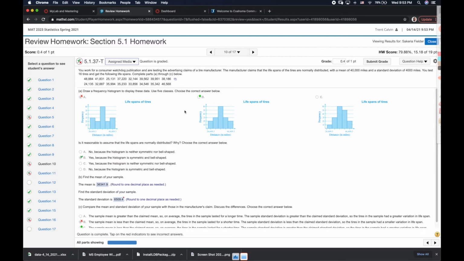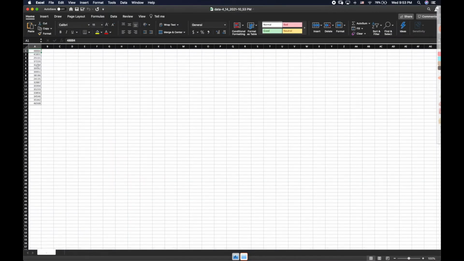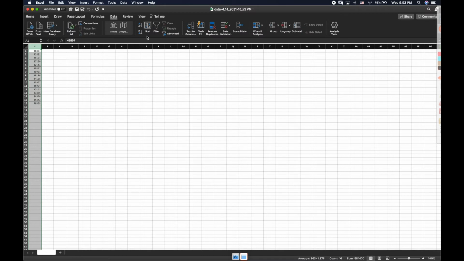First thing we need to do is draw a frequency distribution table using 5 classes. So I'm going to open this in Excel so we can do this a little bit quicker. I have my data in Excel. Let's organize this a little better. We're going to go to data and sort this from high to low. I see my lowest point is 24,135 and my highest is 48,084. So let's find my class width.